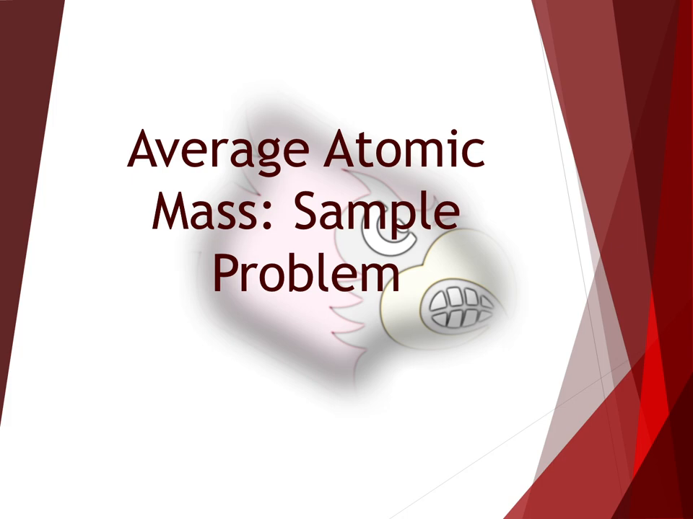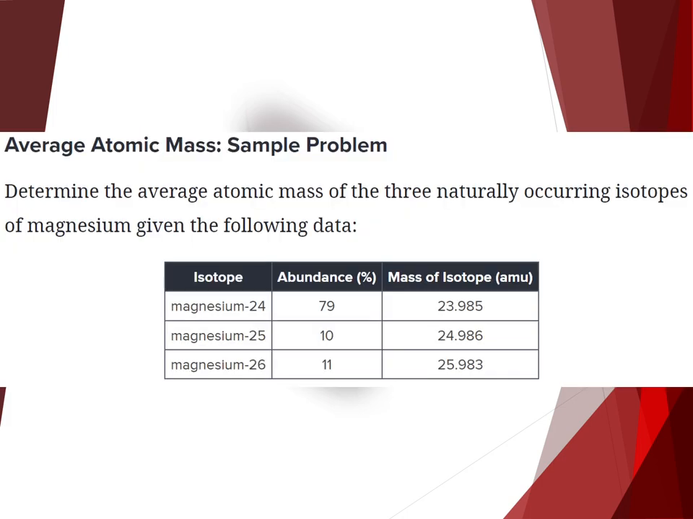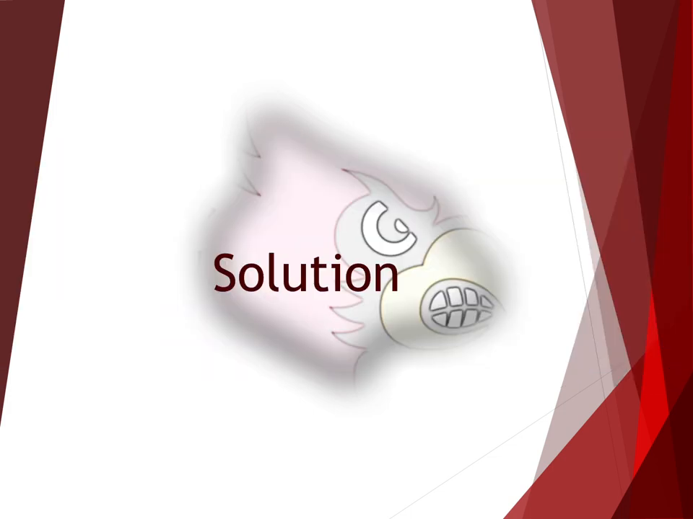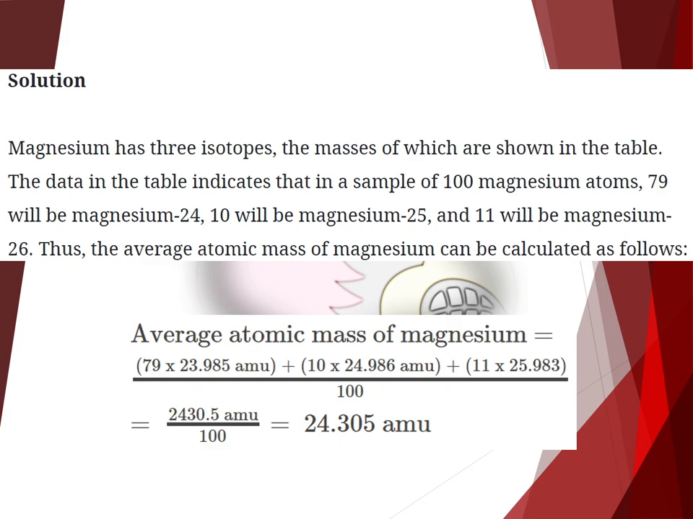One more sample problem for the road. Determine the average atomic mass of the 3 naturally occurring isotopes of magnesium given the following data. So how are we going to do this? Since magnesium has 3 isotopes, again, reference the values shown in the table.